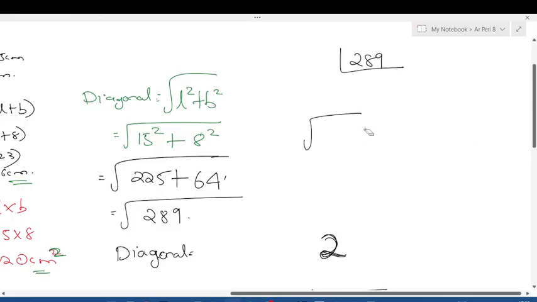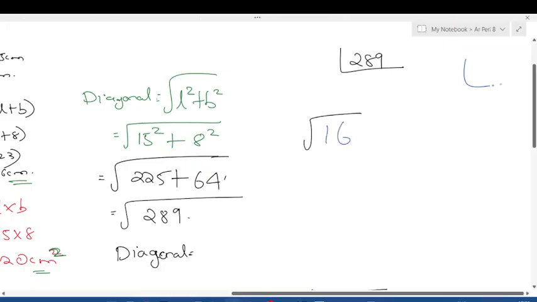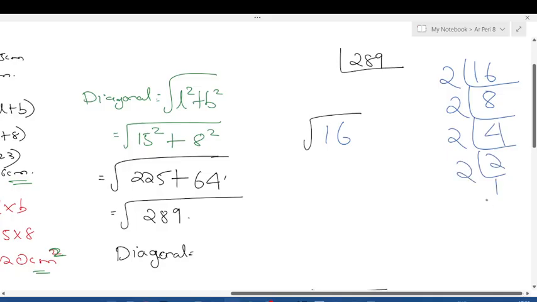Next. If I take square root of 16, let us factorize 16. Always start with the 2 times table. 2, how many times 2 goes in? 2 into 8, 2 into 4 next. 2 twos are 4 and 2 ones are 2. So in place of 16, how many times should I multiply this to?